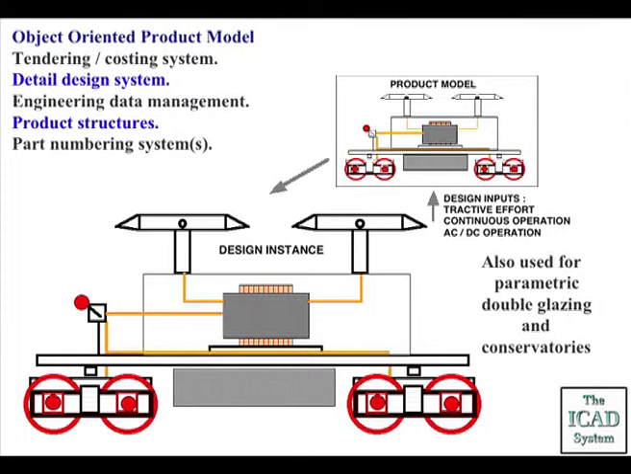It has to be able to deal with engineering data management, represent the product structures, and deal with parametric part numbering systems. Such systems, for example iCAD, have also been used for parametric double glazing and conservatories. So a salesman comes to your house with a catalogue and a computer. You choose the type of conservatory style you want. He then measures your house, and the parts for a conservatory made to measure for your house are made at the factory, and the conservatory is built. This is done using object-oriented product models.